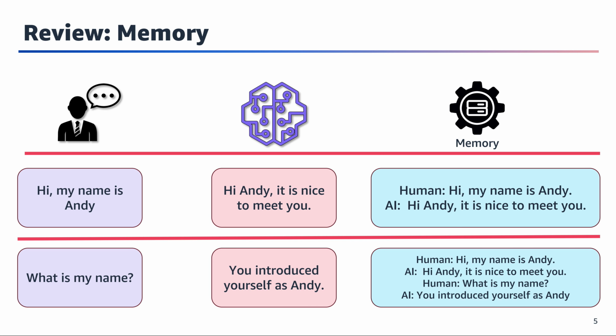In this slide, we'll review how AI systems utilize memory in conversations. The example shown demonstrates a simple but powerful concept: the ability of AI to remember and reference previously shared information. An LLM can therefore remember a user's name.